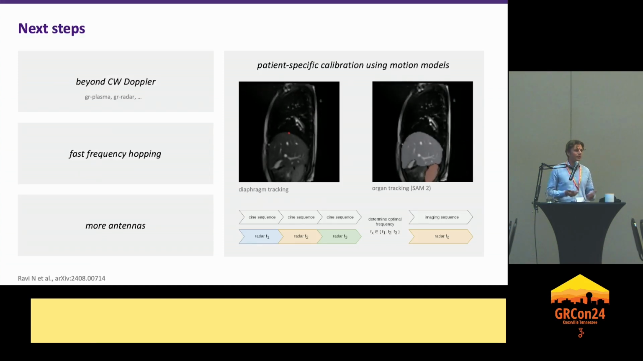What's next? To be honest, we're just getting started. CW Doppler is a very simple technique, so we're excited to tap into more advanced radar schemes, see what's out there in the IoT world. Hopefully contribute some of our own custom blocks for medical imaging in the future. Frequency hopping is a topic, more antennas, always interesting. And one thing that we're excited about is to combine the strategy of using real-time, very fast MRI imaging with radar to kind of learn a patient-specific motion model, which can then be used for motion correction.